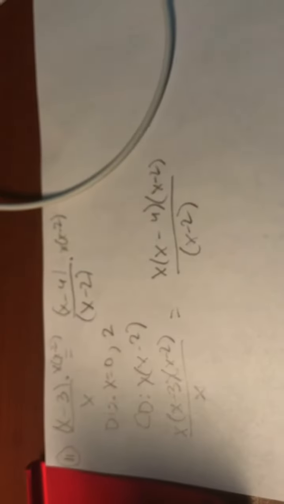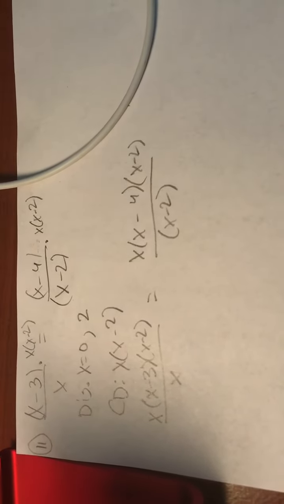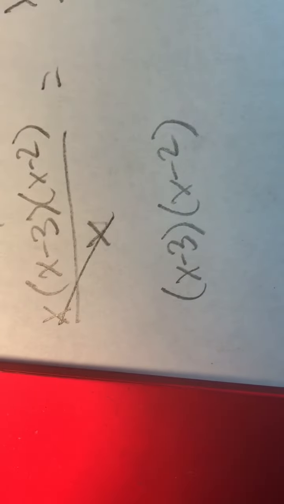So when I do that, I should end up with that. Pause the video at any time. Now, on the left side here, I'll do this problem. These x's cancel out. I'm left with x minus 3 times x minus 2, equaling, in this case, the x minus 2's cancel out, and I'm left with x times x minus 4.